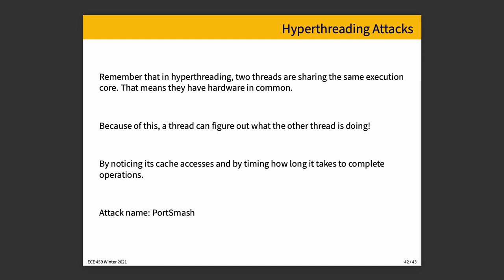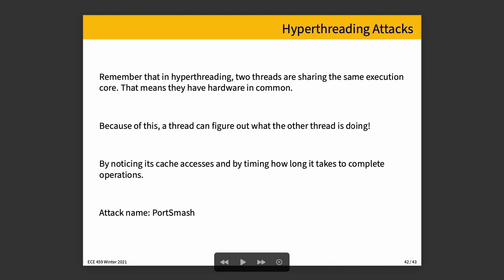There's another kind of attack that we will talk about, a hyper-threading attack. In hyper-threading, we have two threads that are sharing the same execution core, meaning that they have some hardware in common. And basically, this is as though you have two people who are writing an exam in the same room at adjacent desks. It means that a thread can observe what the other thread is doing. By noticing its cache accesses and by timing how long it takes for certain operations to take place, you could actually figure out what's going on.